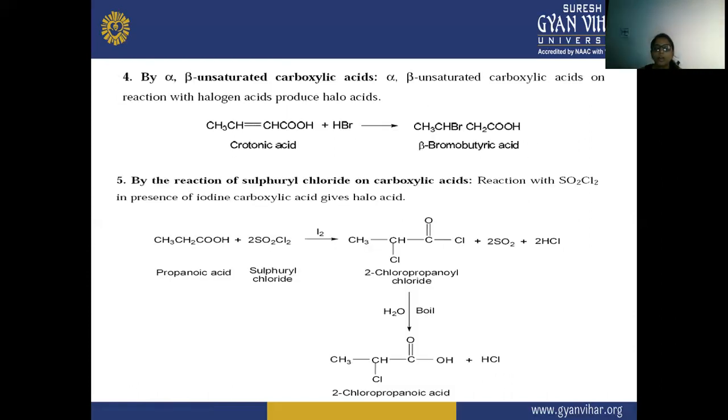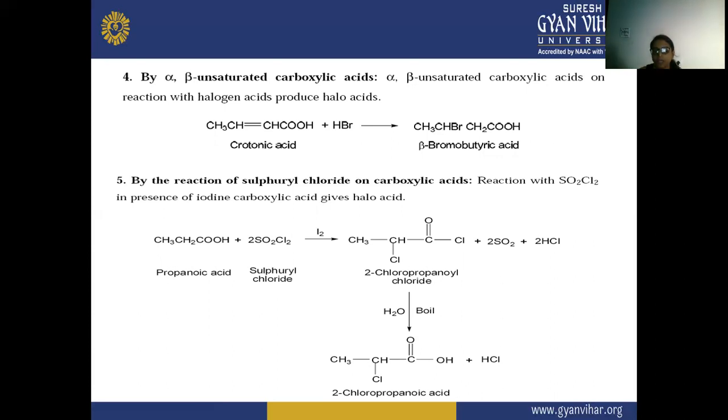Next is by alpha beta unsaturated carboxylic acid. So in this, the alpha beta unsaturated carboxylic acid on reaction with halogen acid produces halo acid. So in this, alpha beta unsaturated carboxylic acid means the alpha and the beta position is having the double bond. Unsaturation means the double bond is present. After that, this carboxylic acid is attached to it, and on reaction with the halogen acid, it produces halo acid. So here the halo acid is formed.